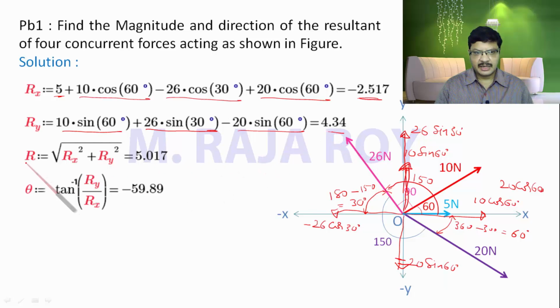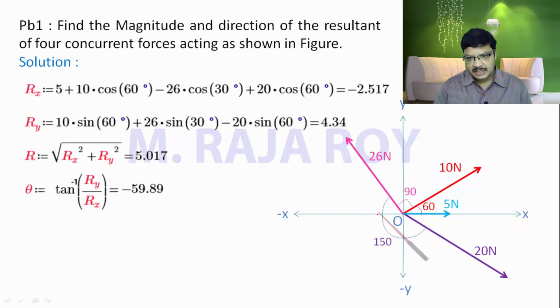Then resultant R equal to root over Rx square plus Ry square. Then resultant is 5.017 we are getting. Theta equal to tan inverse of Ry by Rx, tan inverse of that by that, that means minus 59 degrees. This is approximately assumed as 60 degrees, minus 60 degrees I am getting.